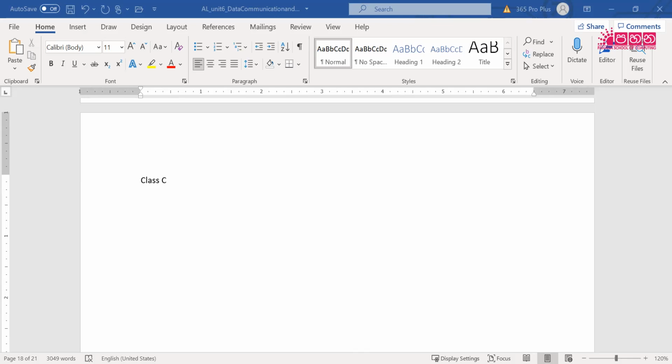Okay, we'll start with class C now. We have a network ID 24 bits long and the host ID is 8 bits. So usually this is a sign for a small size network.